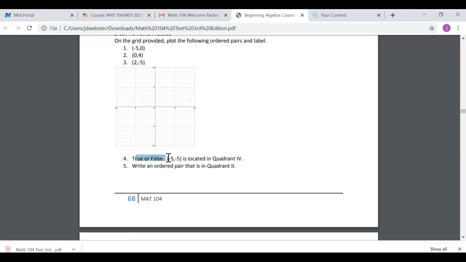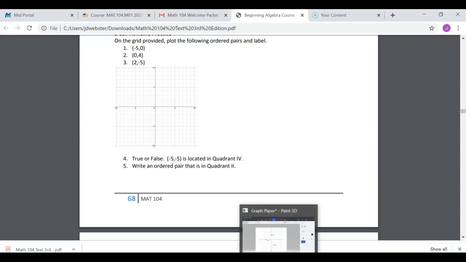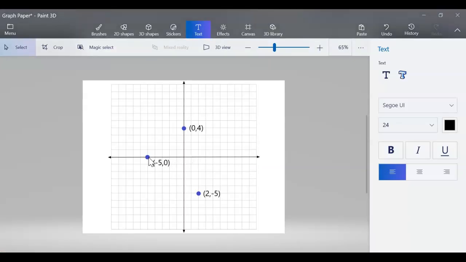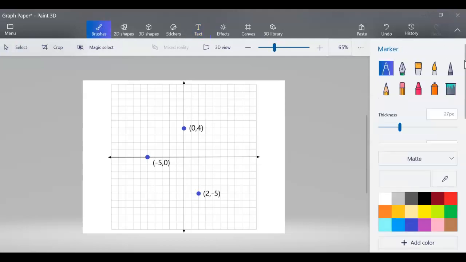Now, the next question says true or false, -5 is located in quadrant 4. Well, -5 would be down here. Let me do this in a different color so that we don't get this confused. So -5 is right there in red here. And that is not in quadrant 4.